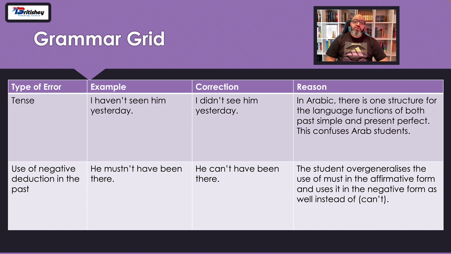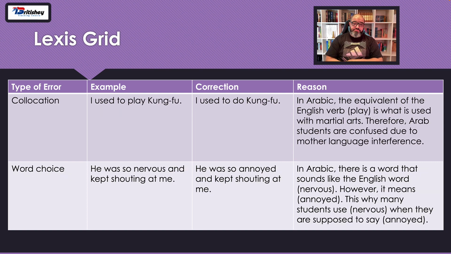Then we have the Lexis Grid. Example, a mistake here in collocation, like I used to play Kung Fu. Correction, I used to do Kung Fu. Reason, in Arabic, the equivalent of the English verb play is what is used with martial arts. Therefore, Arab students are confused due to mother language interference.